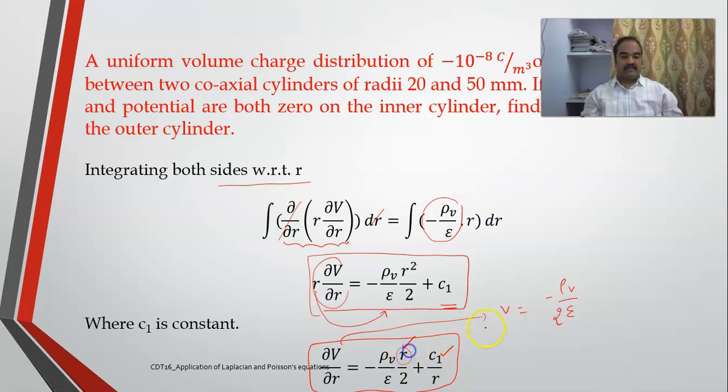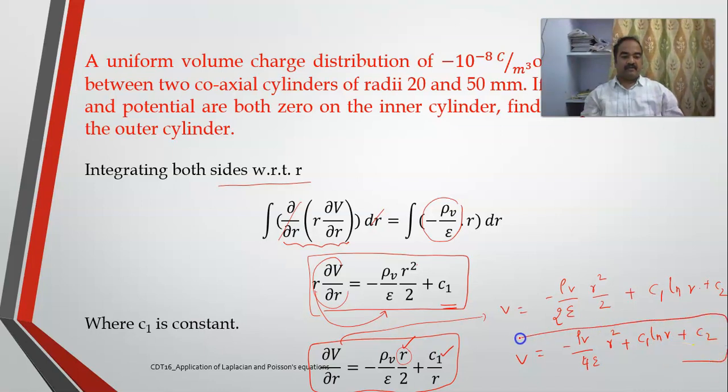For r, what is the integral? It is r square by 2 plus c1. The integral of 1 by r is ln of r, right? So this is my expression: minus rho v by 4 epsilon r square plus c1 ln r plus c2. This is my expression for voltage.